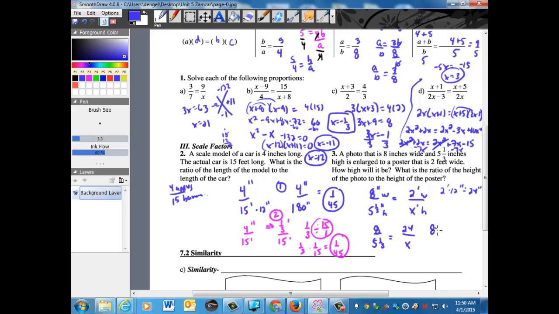We cross multiply, we get 8x equals 24 times 5 1/3, which is 128. And then divide by 8, and x is going to give us 16 inches. And so that would be the height of the new poster.